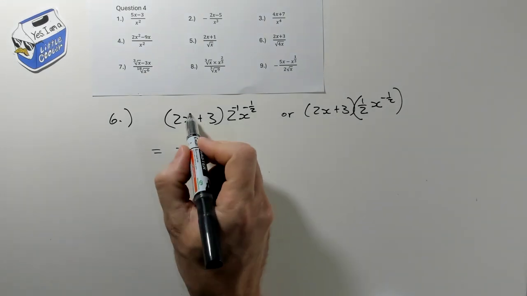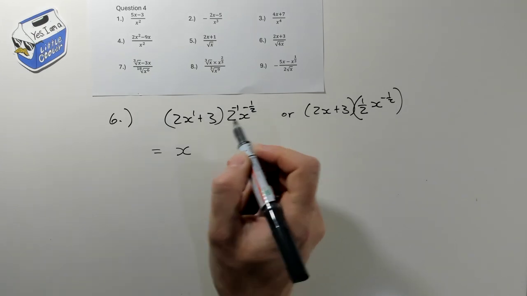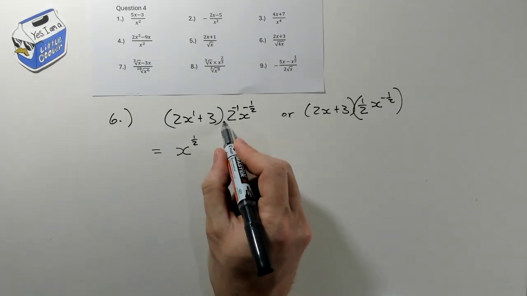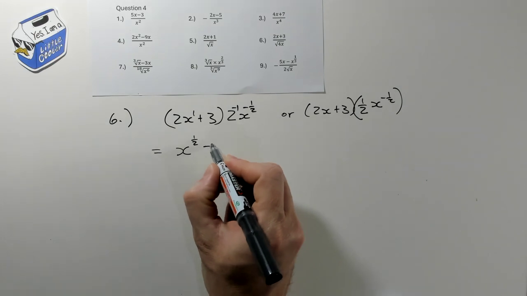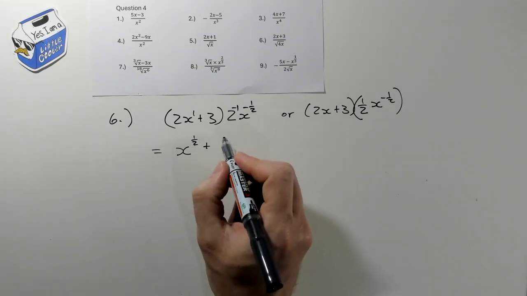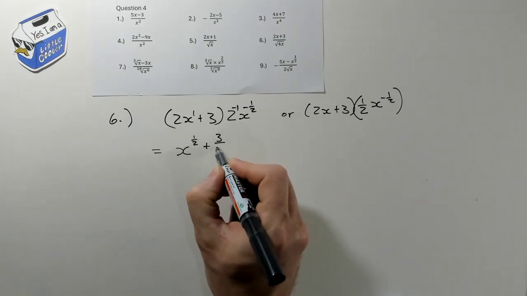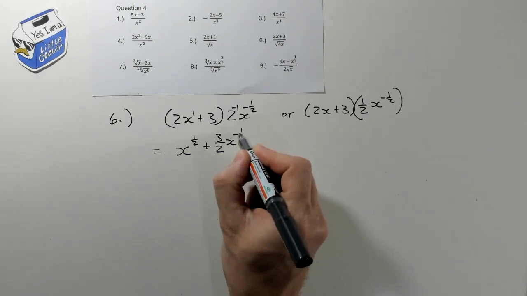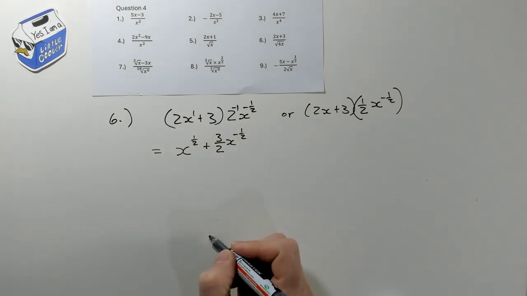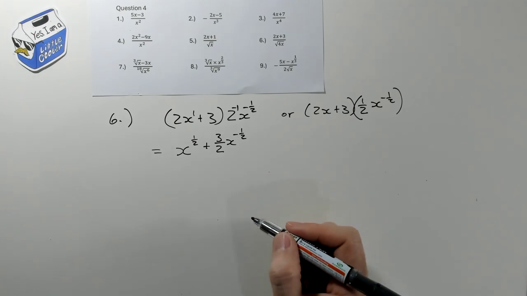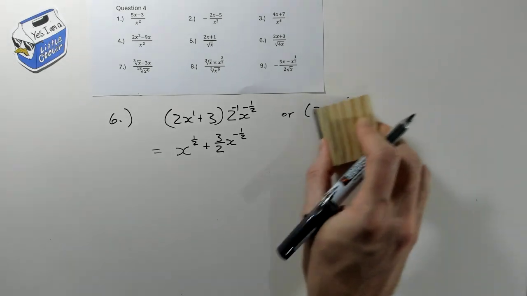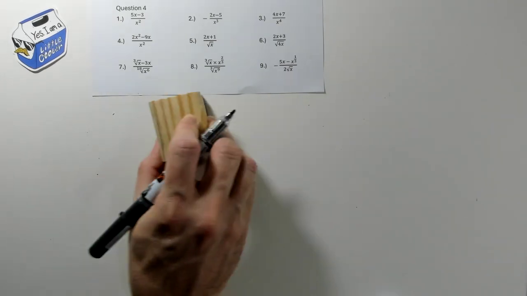And now I have x, and this is a 1 minus a half, which is just going to be a half. And 3 times a half is, well, that's a plus, so that would be 3 halves. And this x just stays like this. Okay, pretty simple. That was number 6. Let's go on to number 7.